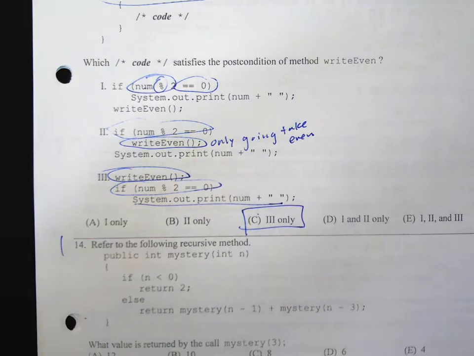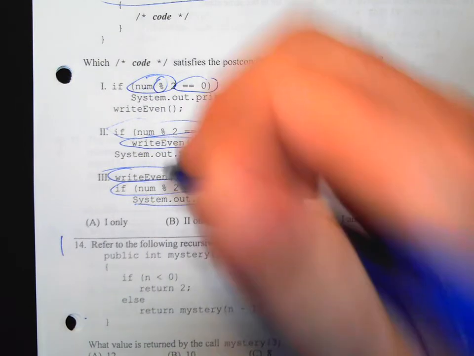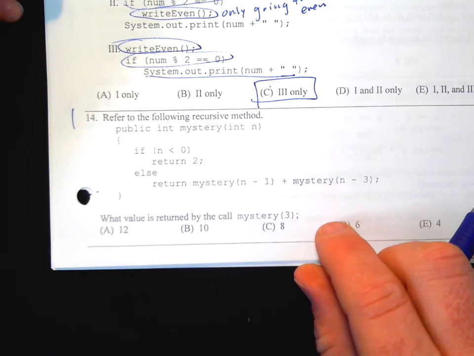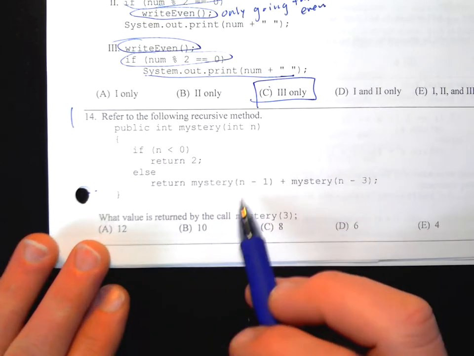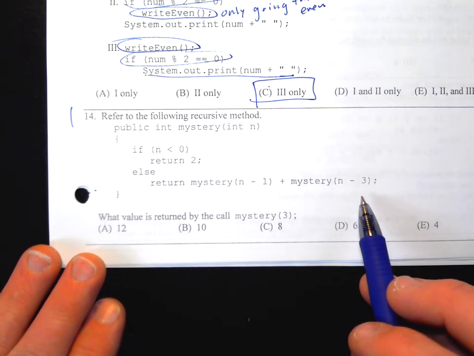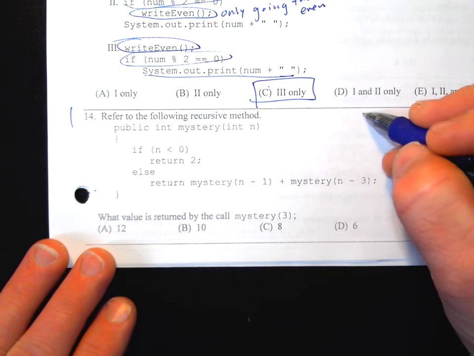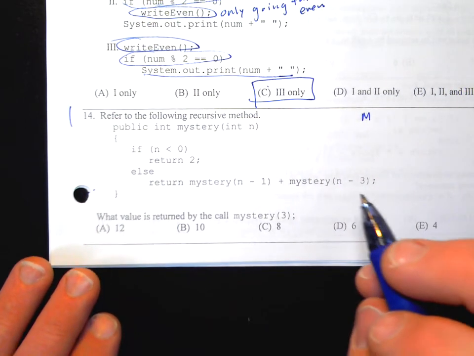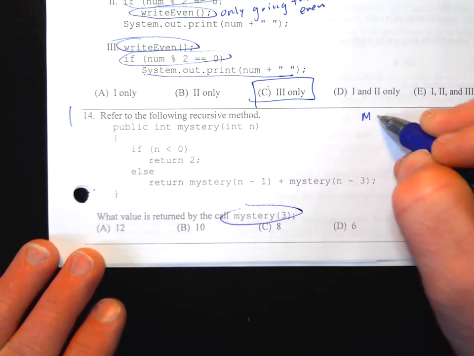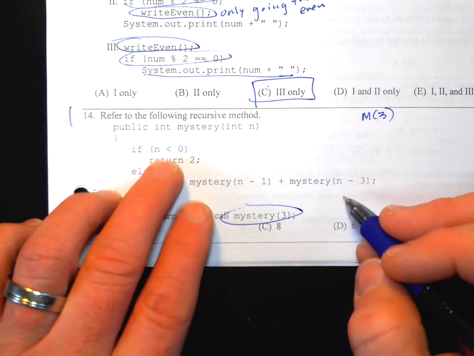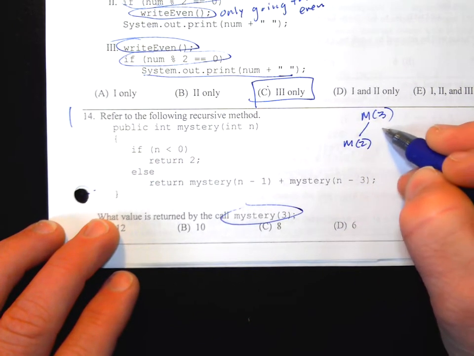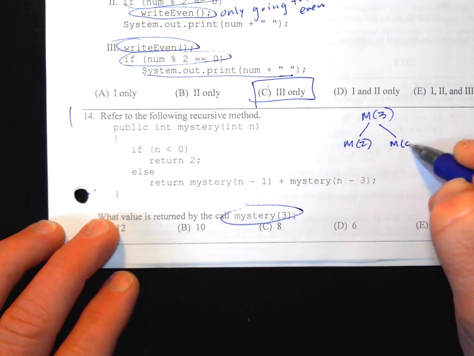So you've got to understand how recursion works. The order of these statements makes a big difference. Refer to the following recursive method, mystery. If n is less than 0, it returns a 2. Otherwise, it calls one smaller than itself and three smaller than itself. So again, I'm going to make a little tree here. They ask, what happens when you call mystery 3? Well, let's figure it out. Mystery 3. 3 is not less than 0, so it calls mystery 2, and it also calls mystery 0.